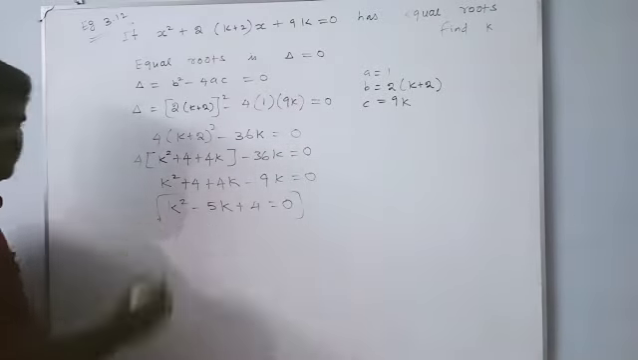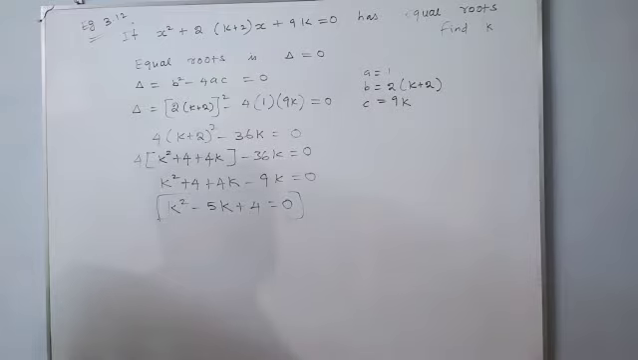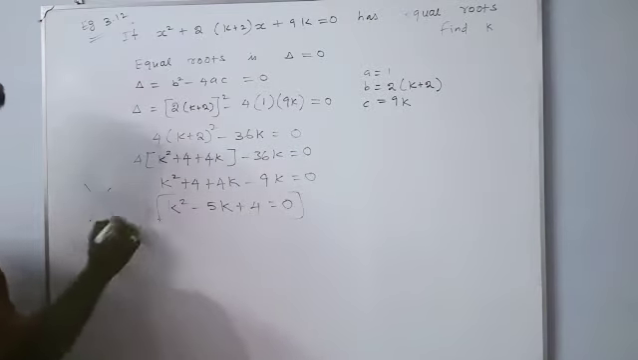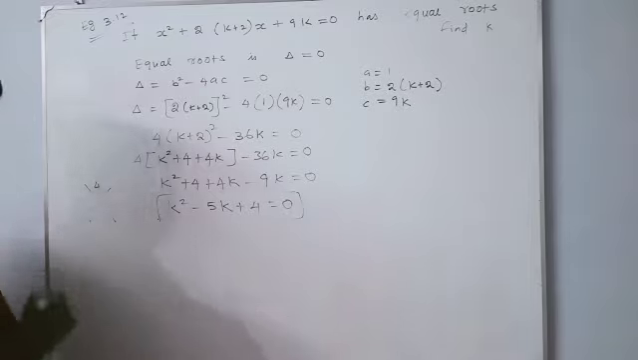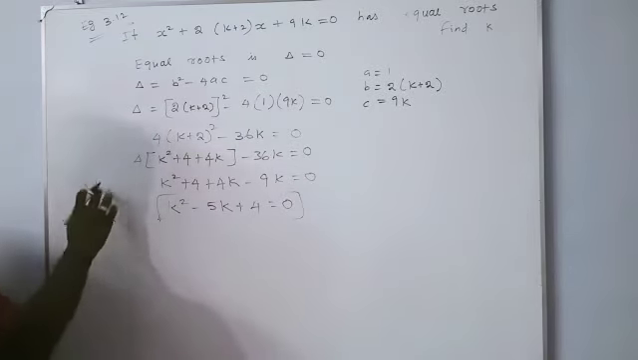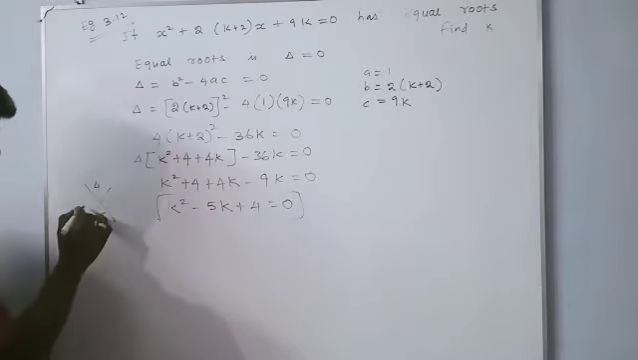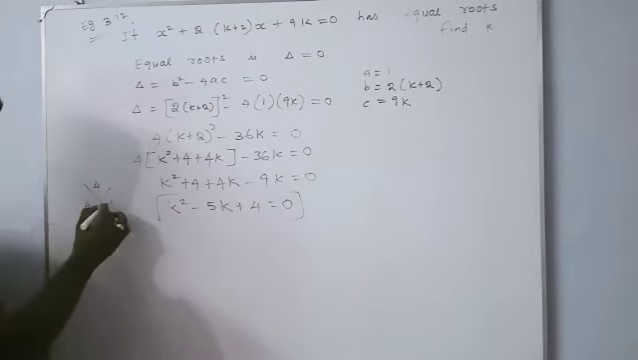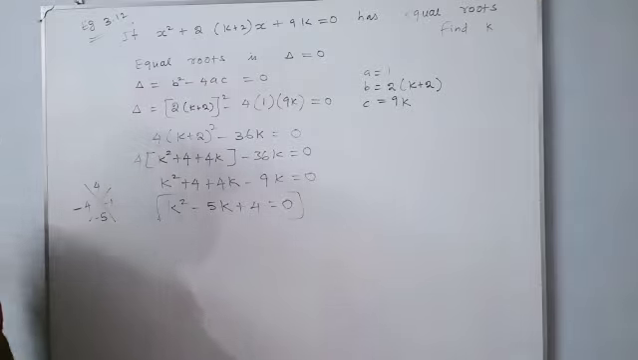This is the quadratic equation. Solve the quadratic equation to find the k value. What are the factors? The multiplication factor is 4, the addition factor is minus 5. Sum and product of the roots. So what are the roots? 4 and 1. Multiply 4 into 1, 4. And add 4 plus 1, 5, but we need minus 5, so we have to write minus here.